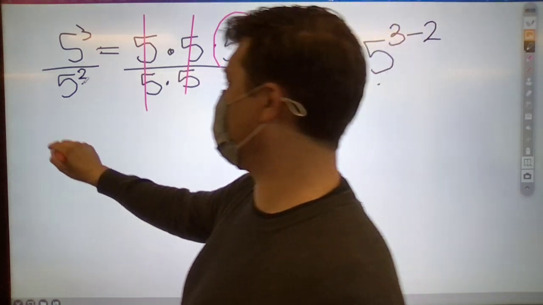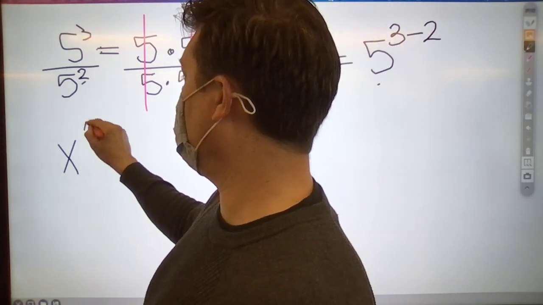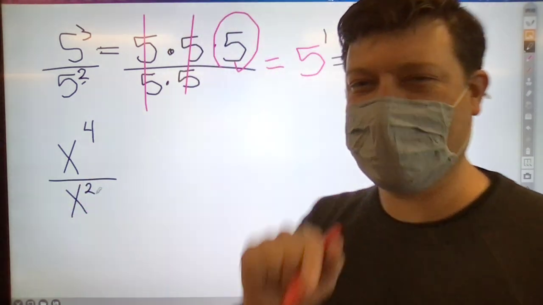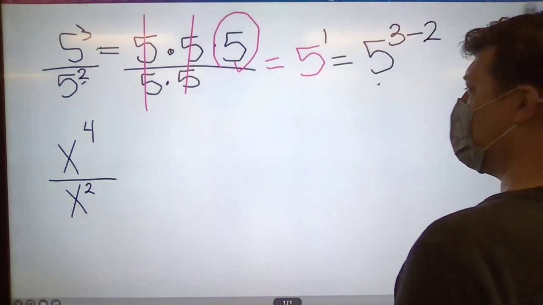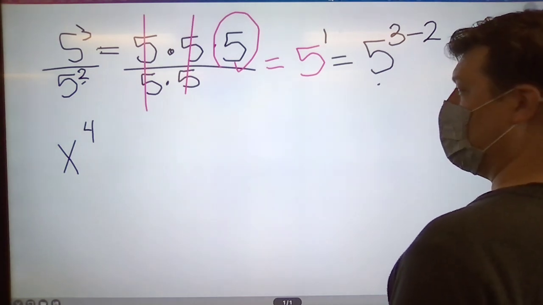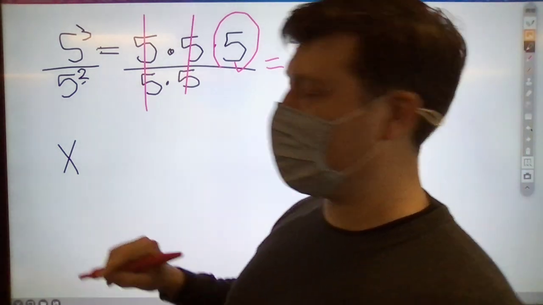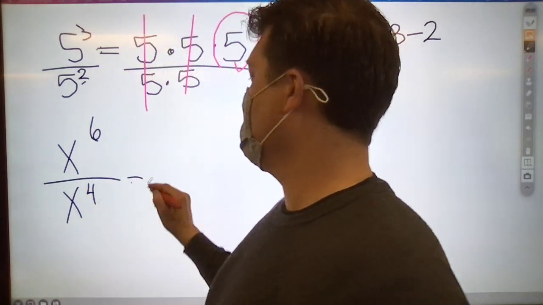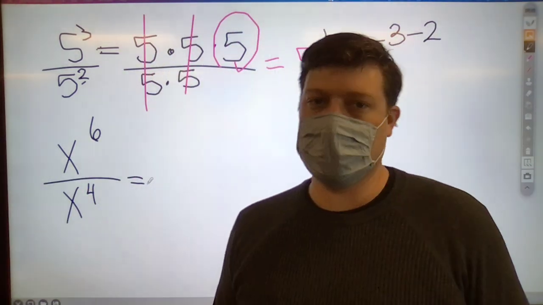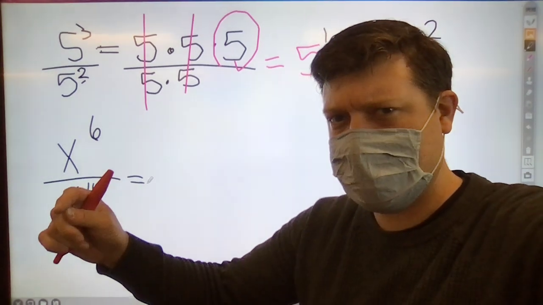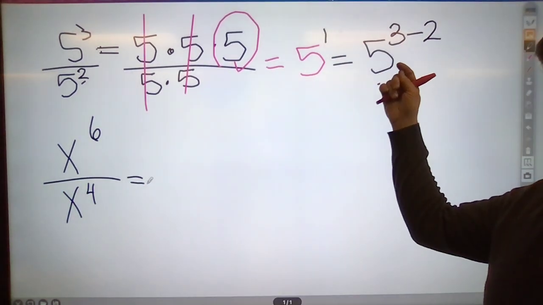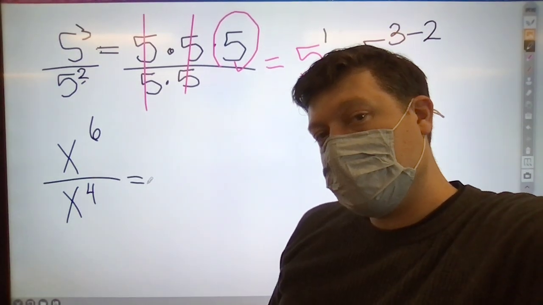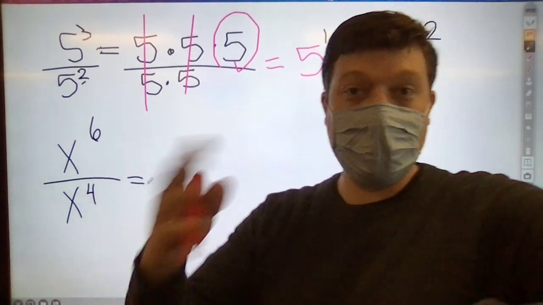Let's try with another one. Let's go with x to the 6th divided by x to the 4th. I wanted that one because we've seen a lot of 3s and 2s combinations. Do you know what the shortcut is? Maybe pause this video, write the answer down, and then resume it. Here we go, back into it.